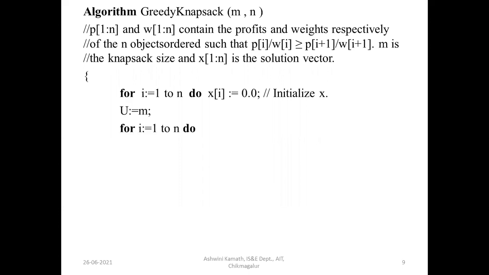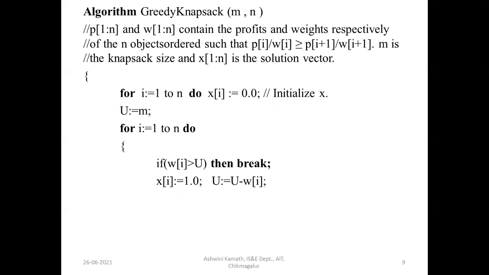Okay, so for i equal to 1 to n, do: if W of i is greater than u, then break. So if it cannot hold the entire item, then call break and come out of the for loop. If you can add the entire item, then add it.